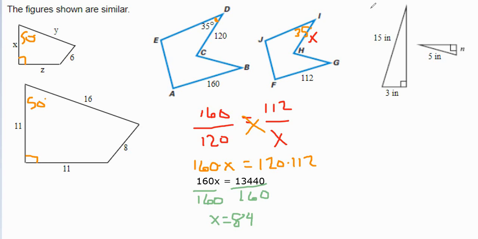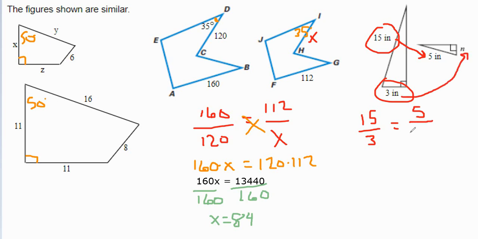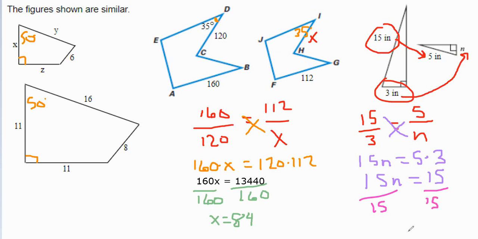The next one, we'll do the triangle one there on the right. I like to do big over small, so you go, okay, 15 is my big side over 3. So that's 15 over 3. The big side of 15, this side, the hypotenuse, is going to correspond to the 5. And then the 3 will correspond to the n, so I'm going to have 5 over n. And then we're going to cross multiply. 15 times n is going to equal 5 times 3. 15n equals 15. Divide both sides by 15. And we end up with n equaling 1.